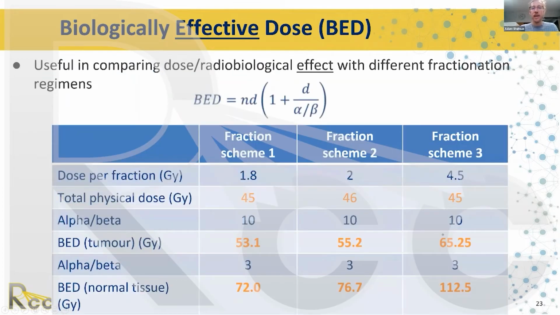So if we solve this BED equation and look at different fractionation schemes, here's 1.8 gray per fraction, 2 gray per fraction, or 4.5 gray per fraction, all to about the same total physical dose, around 45 gray. If we look at an alpha beta of 10, which corresponds more to your tumors, we get a BED of these values, 53, 55, and 65. But with an alpha beta of 3, which is more closely related to your normal tissues, now we get a BED of 72, 76, and 112.